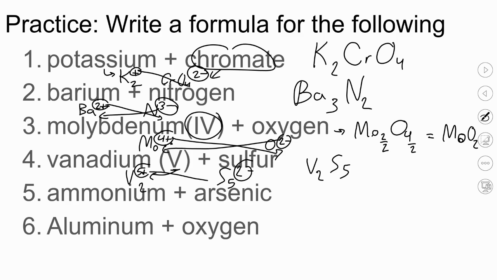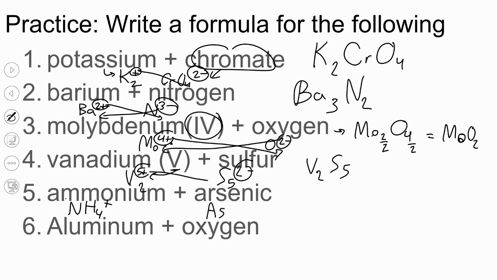Ammonium. Oh, excuse me. What's ammonium? That's a polyatomic ion. That's the first one on here. It's NH4 plus. And what's the charge on arsenic? Arsenic is As. Good, 3 minus. So then I need 3 ammoniums to balance 1 arsenic. So which of these will go first? Yeah, ammonium. Why?